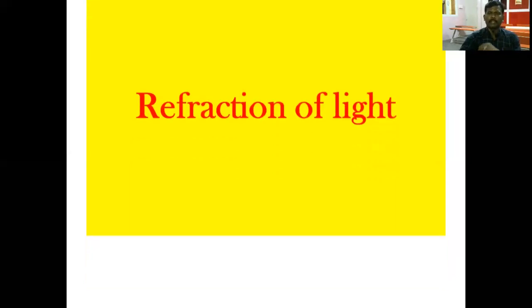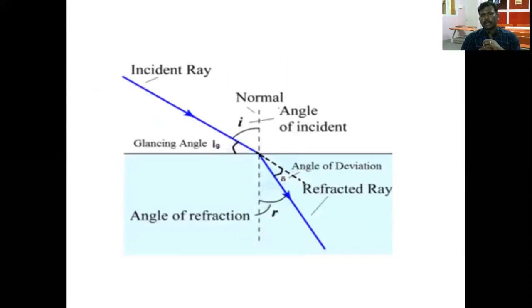And refraction of light, this is the refraction. The upper part is a rarer medium, and the lower part, water, is the denser medium. When the light ray enters from a rarer to a denser medium, it is bent, and the refracted ray moves towards the normal, because the density is greater for the second medium. If the light ray travels from a denser to a rarer medium, the refracted ray moves away from the normal.